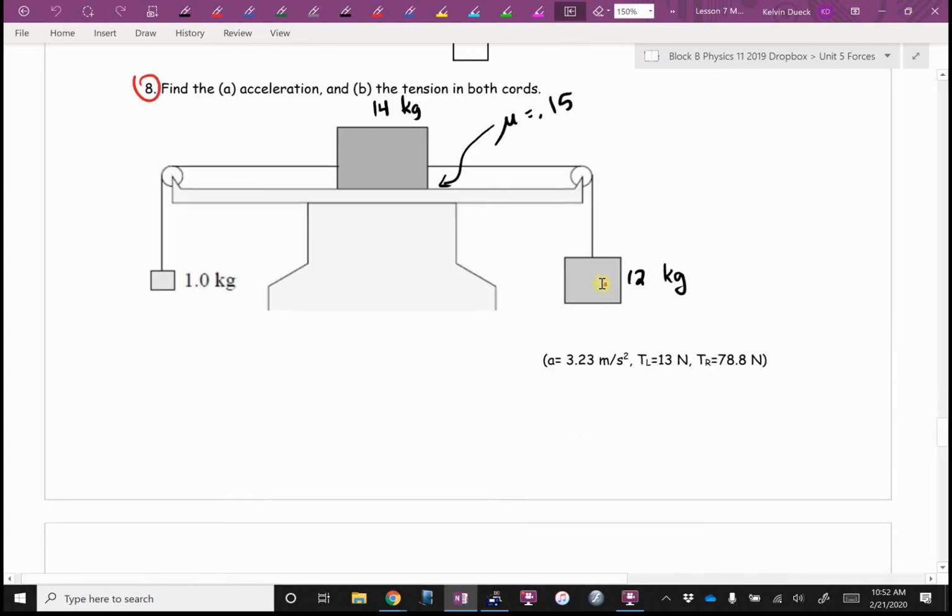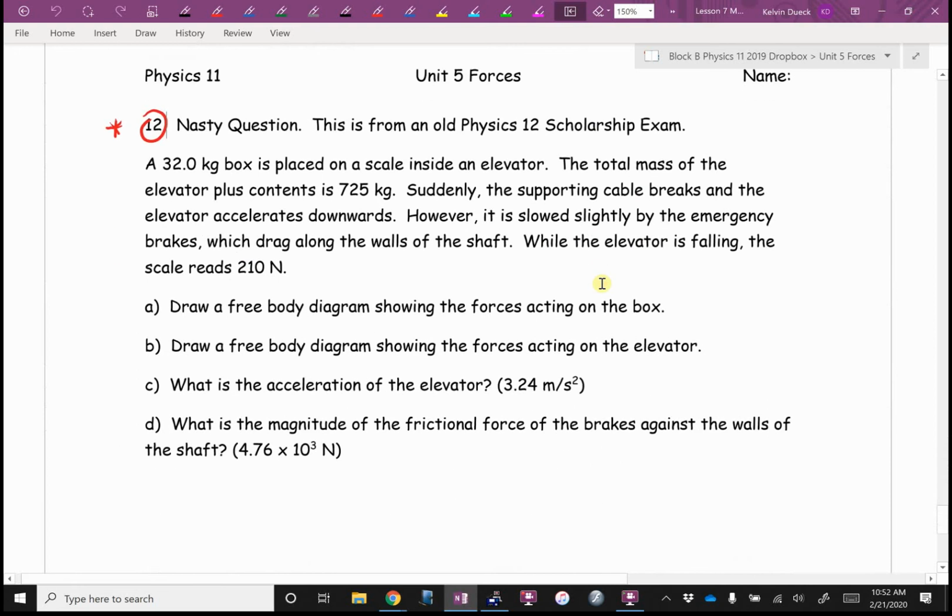12? Sure. Let me emphasize, I'm not going to ask you one this tough on a test. Maybe as a bonus question, I might ask one this tough in Physics 12. If you're signed up for Physics 12, you should know that in Physics 12, I will always put a multiple choice question they've never seen before. I'll always put one nasty.